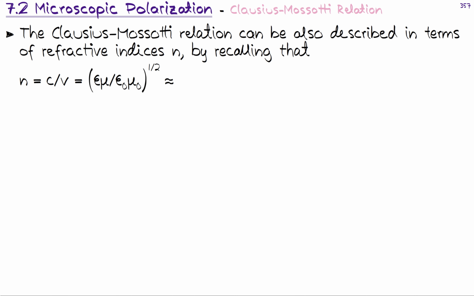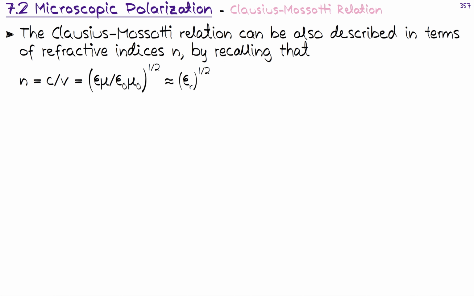And in the case of optical materials, when we are not having a magnetic material and magnetic response, then the magnetic permeability mu is essentially close to the vacuum permeability mu naught, and then this relation turns into the square root of relative permittivity. So this is the usual relation that we use to describe refractive index. And now that we have the Clausius-Mossotti relation that tells us what is the relative permittivity, we can pretty simply describe the Clausius-Mossotti relation with respect to the refractive indices.